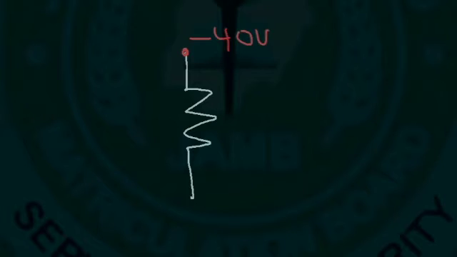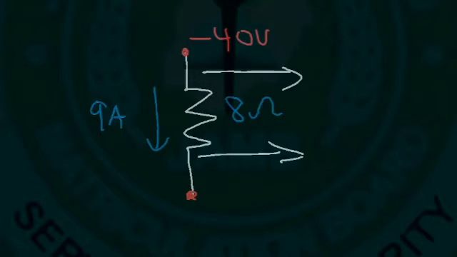So here's the last example with these questions, but I really want you to understand this concept. Now let's say the voltage here is negative 40, and we have a current of 9 amps that passes through an 8 ohm resistor. What is the voltage at the bottom? The voltage across this resistor is 9 times 8, which is 72 volts.